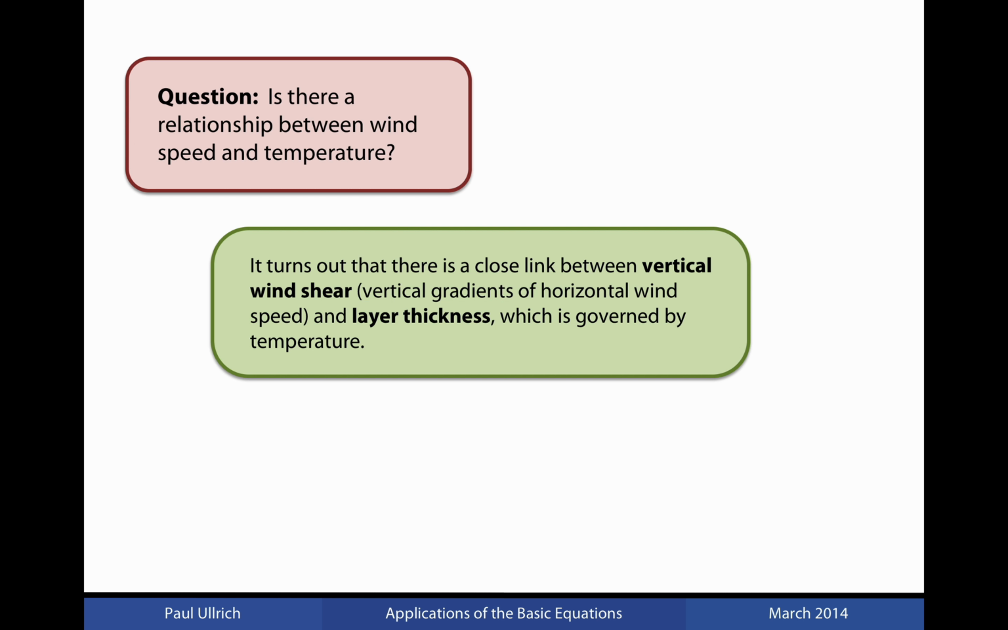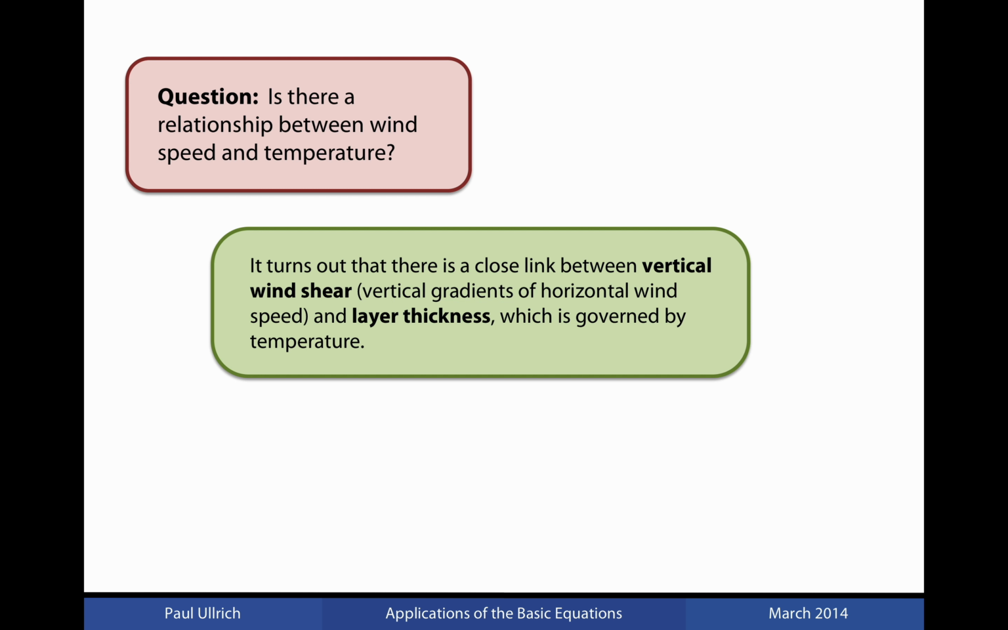The fundamental question underlying this lecture is: is there a relationship between wind speed and temperature? It turns out that there's a very simple relationship that emerges from geostrophic balance. There is a close link between vertical wind shear, which is the vertical gradient of the horizontal wind speed, and layer thickness.